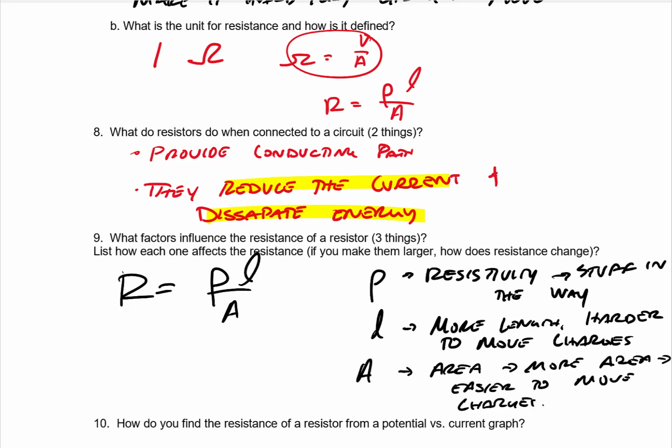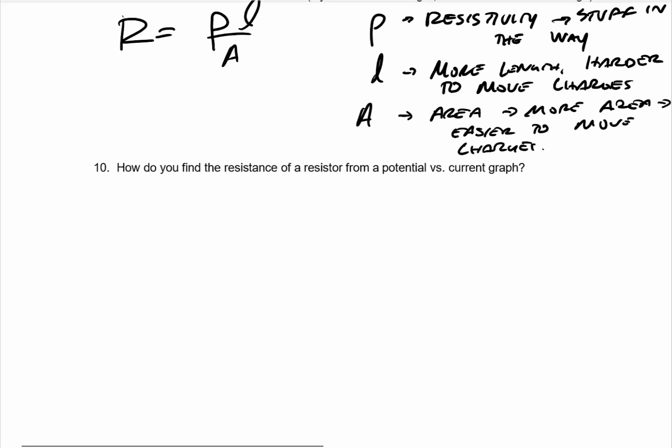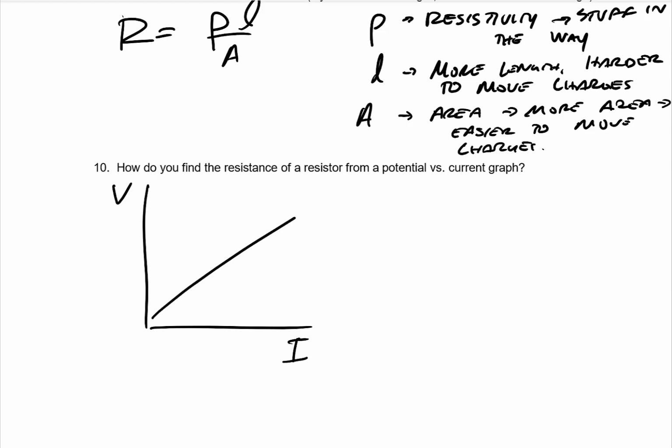How do you find the resistance of a resistor from a potential versus current graph? If you look at a potential versus current graph, you have voltage versus current, and then you have a slope. From Ohm's law, we know that voltage is equal to current times resistance. That's my Y value, that's my X value, so that's my slope value.